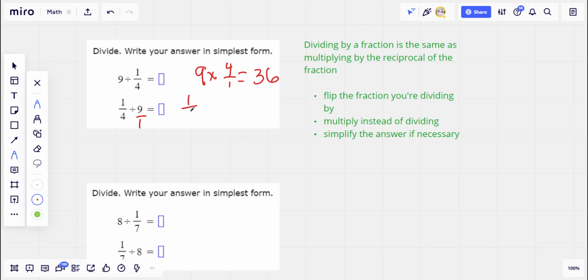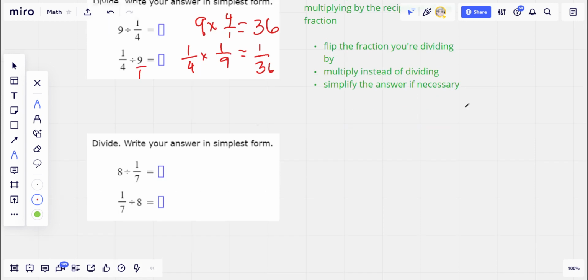We're going to take 1/4, change it to multiplication, and take the reciprocal. So 1 over 9 instead of 9 over 1. And now we multiply it. And when you multiply fractions, you multiply across the top and across the bottom. 4 times 9 is 36. So 9 divided by 1/4 is 36. 1/4 divided by 9 is 1/36.